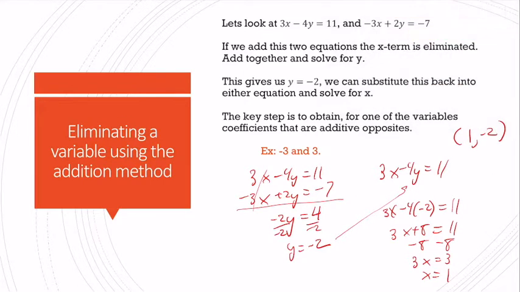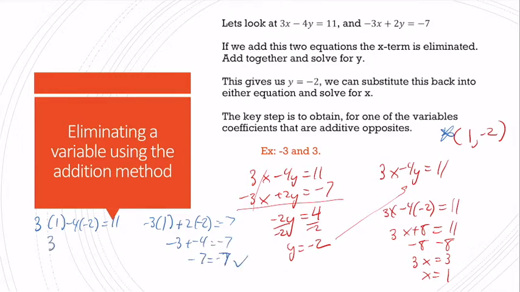In order to check that this is indeed the solution, I can substitute these values back into both of my original equations and verify that I get a true statement. So if I take 3 times 1 minus 4 times negative 2 equals 11, and negative 3 times 1 plus 2 times negative 2 equals negative 7, I will see that I get two true statements. So I know that this point is indeed the solution to this system of linear equations.